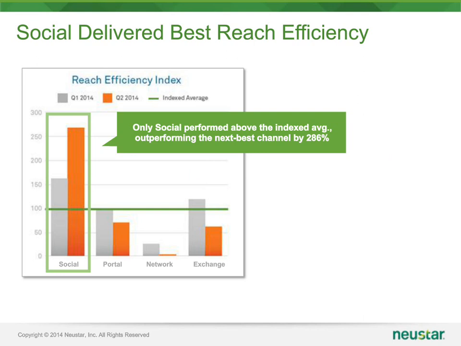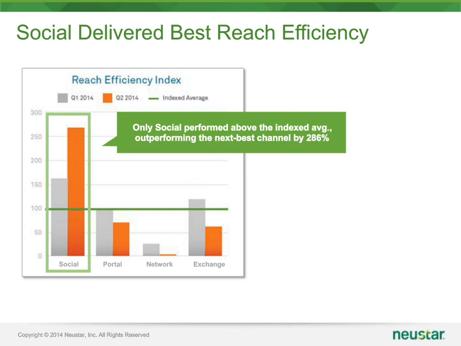And so here again, we see that social continues to drastically outperform the indexed average. Again, the green line here indicates the average for that channel, and so anything below is below the average. Social, if you will, in Q2 was the only channel that exceeded that index, and it had a huge spike.